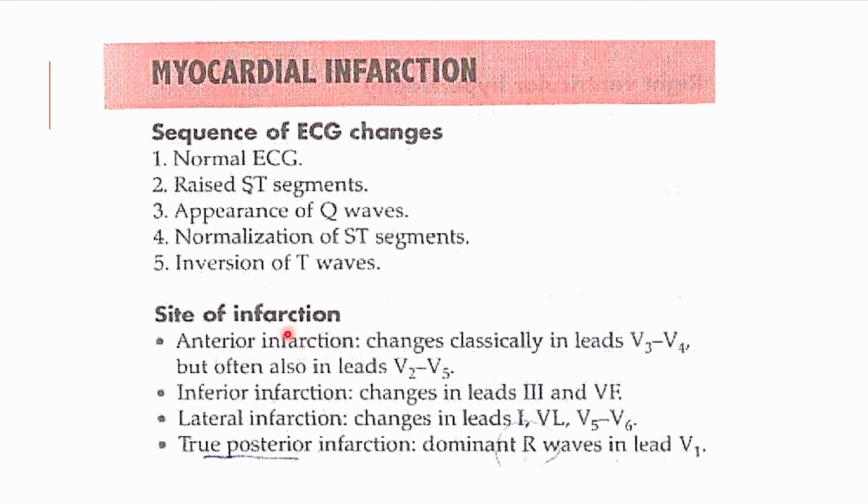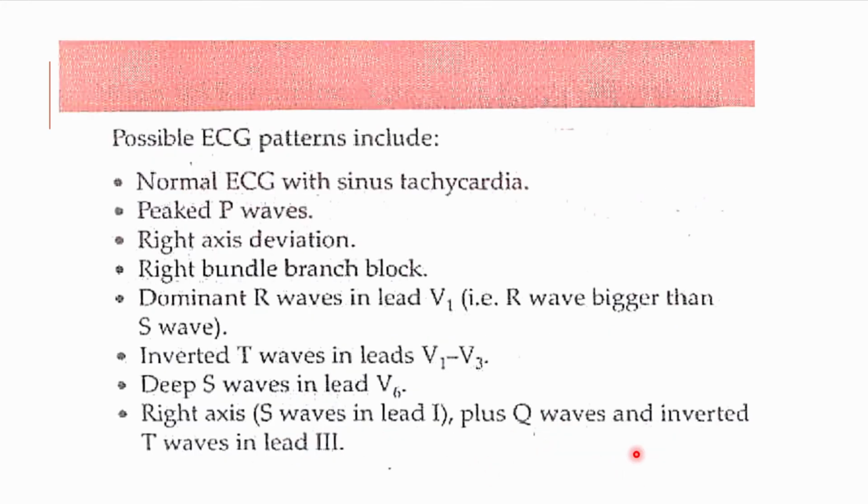So if it's an anterior infarction, you get these changes in lead V3 and V4, but often also in lead V2 to V5. If it's an inferior infarction, you get changes in lead 3 and lead AVF. If it is a lateral infarct, you get changes in lead 1, lead AVL, lead V5 and V6. If it's a true posterior infarction, you get a dominant R wave in lead V1.